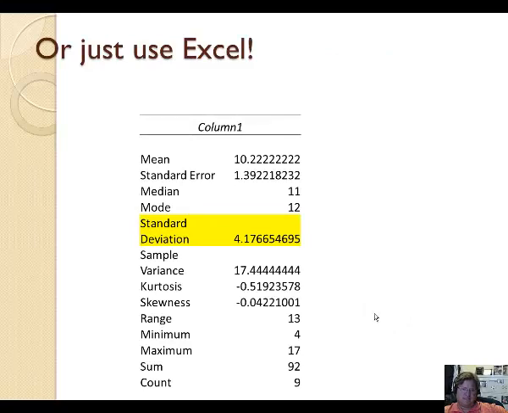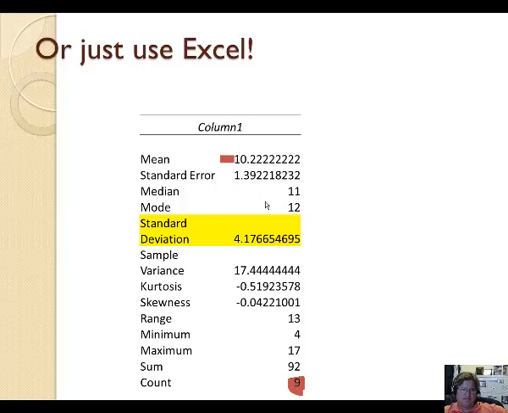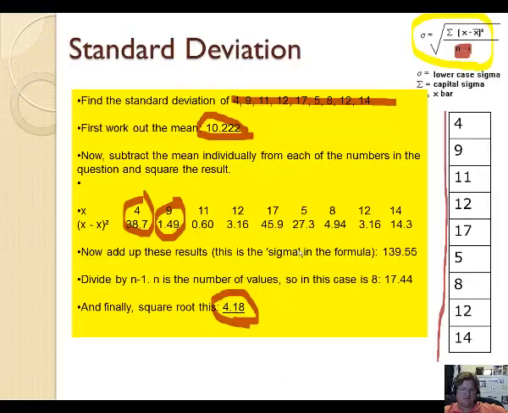So all I did in Excel was to plug those 9 scores into an Excel column, click a few buttons, and again, if you Googled standard deviation on Excel on YouTube, there'd be a tutorial there for you. Excel did the same thing. It gave us the mean, 10.22, which is the same as up here. It gave us the standard deviation, 4.17665, which is pretty much the same thing, just rounded up as 4.18.